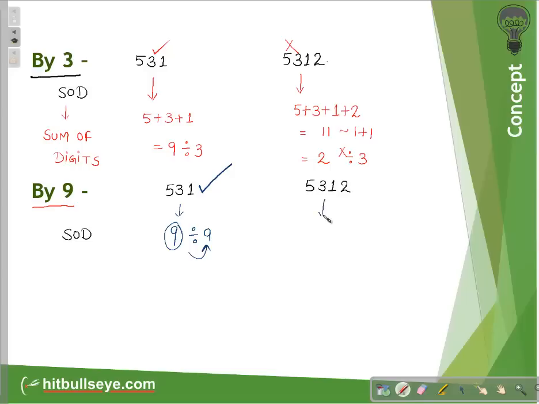Now come to the next case, which is 5312. What is the SOD here? That is 2. We have calculated it earlier. Now this 2 is not divisible by 9. That's why my number is not divisible by 9.